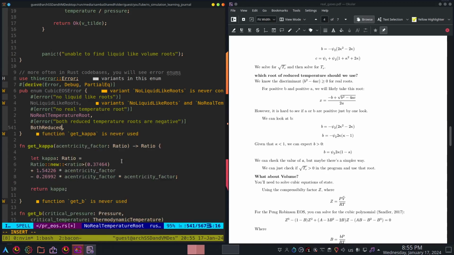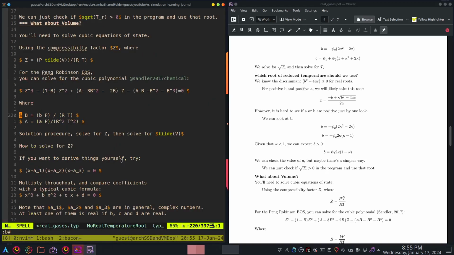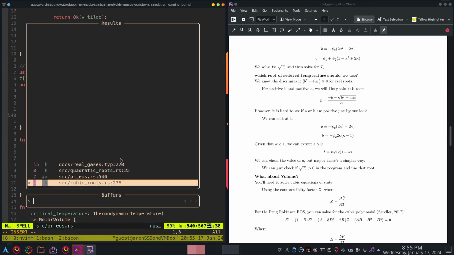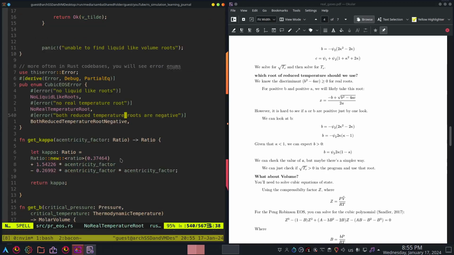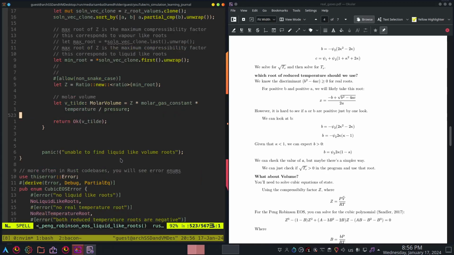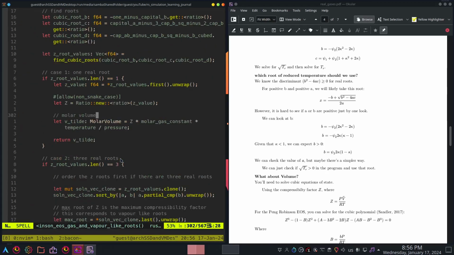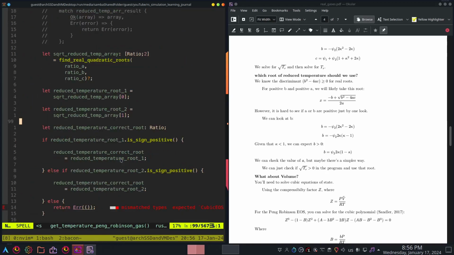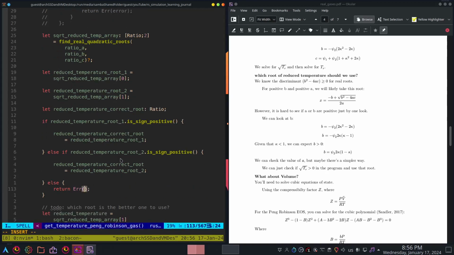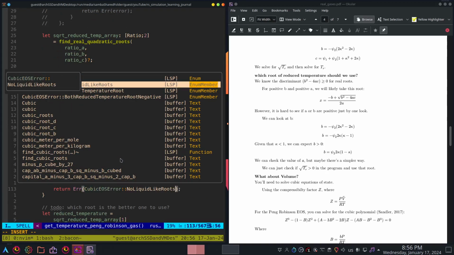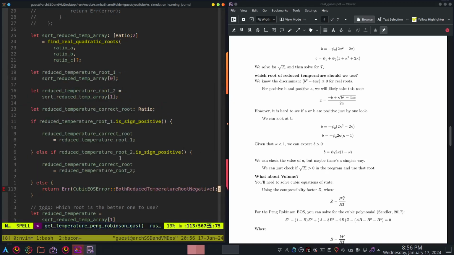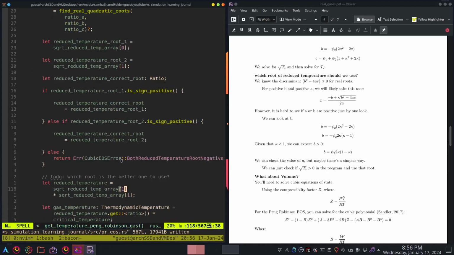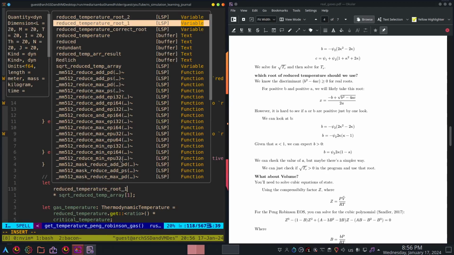Both reduced temperature roots negative. So this is an error I want to return. Let's go back to our Peng Robinson equation of state. Oh, we're already here. We'll just put the thing here: cubic EOS error, and I'll put both reduced temperatures are negative. And then we put the correct root down here.